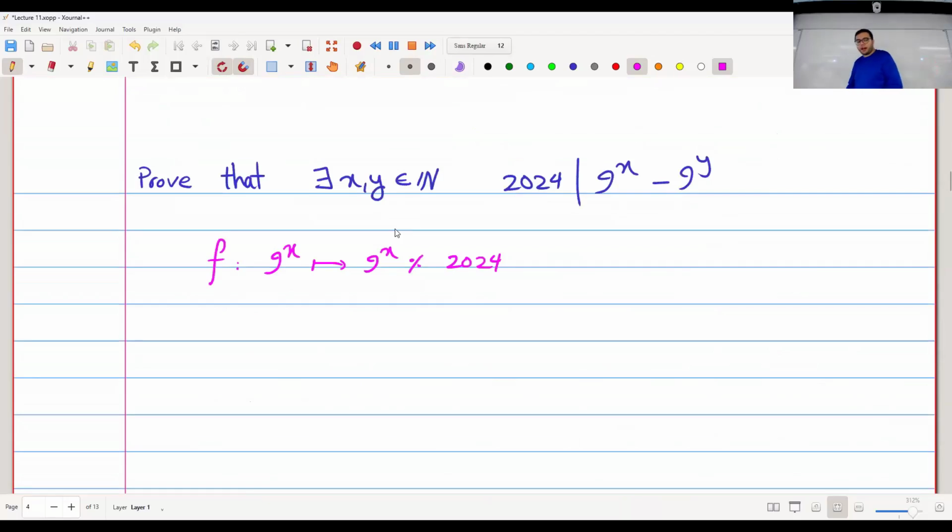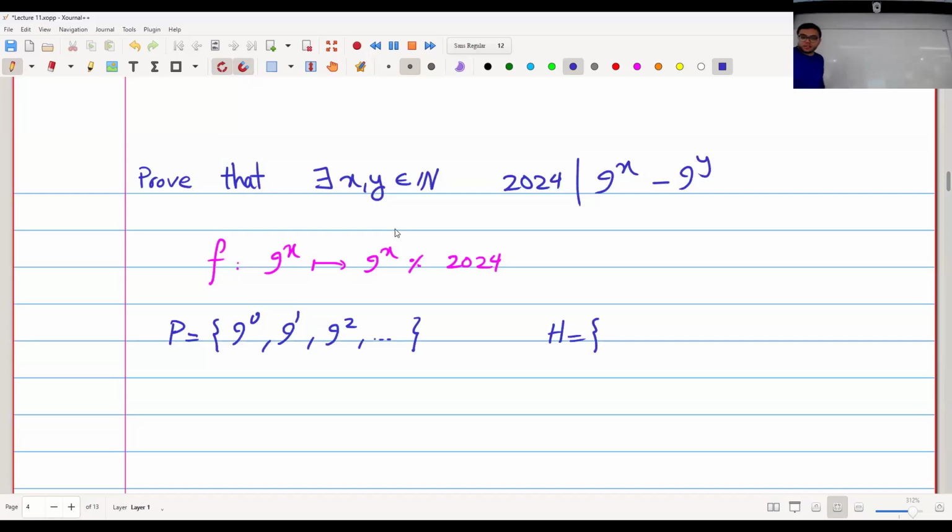So I have the different powers of 9, and I take them as my pigeons. So my set P is like 9 to the power of 0, because remember 0 was in it, 9 to the power of 1, 9 to the power of 2, and so on. It's an infinite set. Now, what are my holes? My holes are the different remainders that I can have modulo 2024. So if I divide the number by 2024, what are the different remainders that I can get? I can get 0, 1, 2 to 2023.